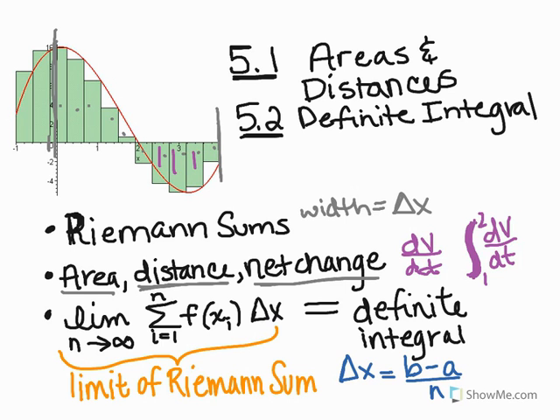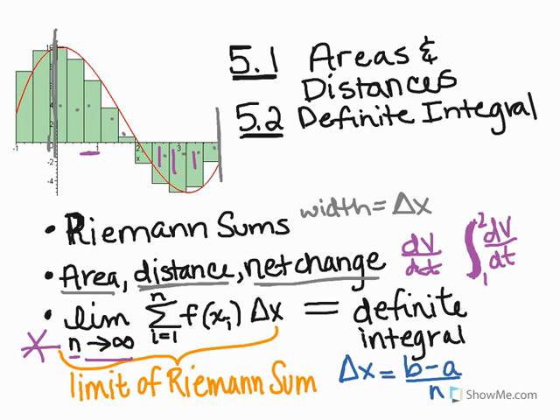The other thing to know about Riemann sums, and I mentioned it already, is that the definite integral is the limit as n approaches infinity. What that means is, n is the number of boxes. So as the number of boxes gets larger and larger to infinity, the delta x is going to get smaller and smaller and smaller.